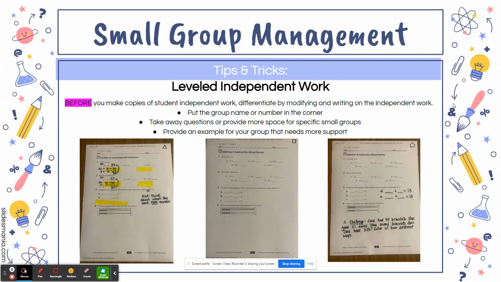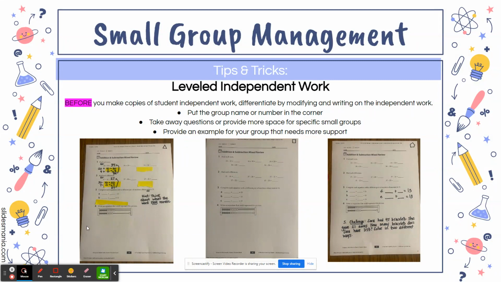And this is just a friendly reminder that you can have differentiated independent work by simply writing on the independent work before you make copies. So notice that there's the triangle group, the square group, and the pentagon group. You could actually write group 1, group 2, group 3, or have a shape, whatever your small groups are called. You could take away questions or provide more space for specific small groups.